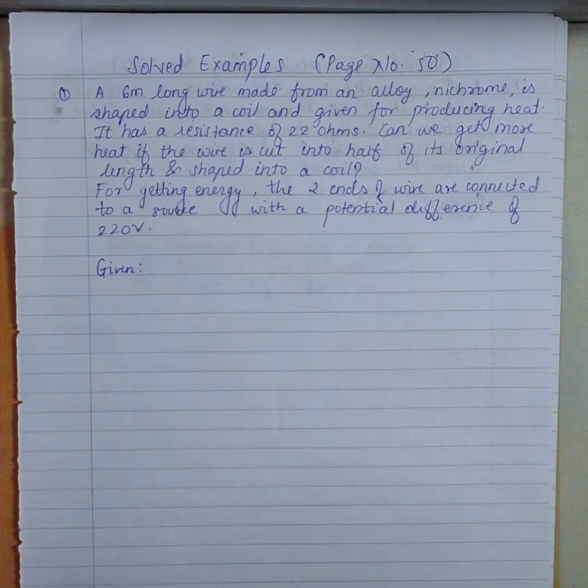It has a resistance of 22 ohms. Can we get more heat if the wire is cut into half of its original length and shaped into a coil? For getting energy, the two ends of the wire are connected to a source with a potential difference of 220 volt.